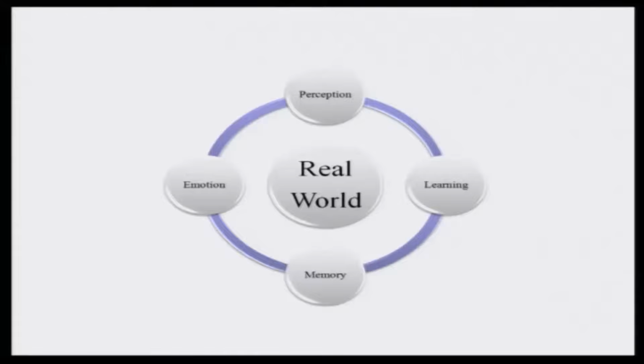Okay? So, actually when you look at the real world, we take certain inputs from the external environment. Sometimes we might draw some inputs even from our internal mechanism, and then we try to assign a meaning to it. In psychology, this is what we call the process of perception.